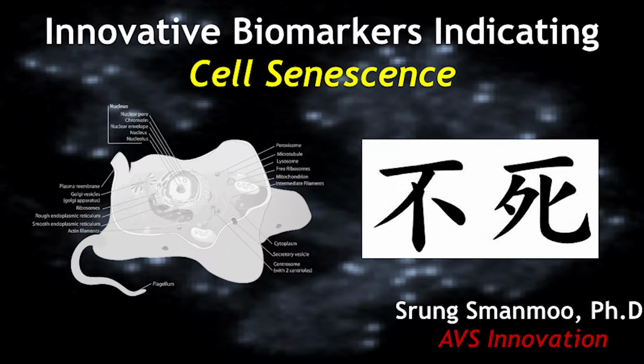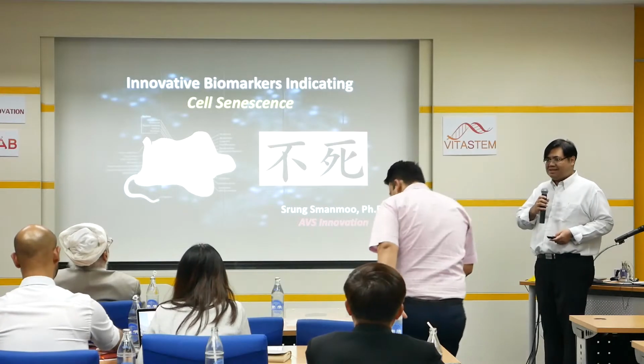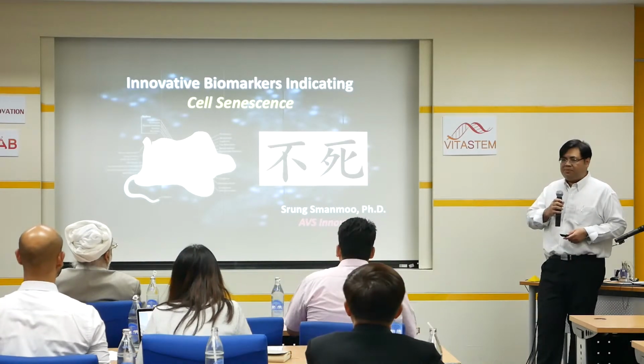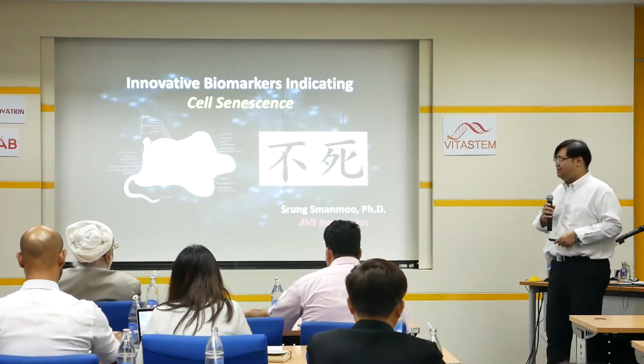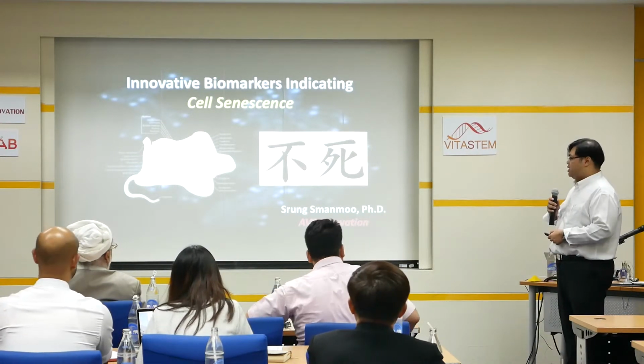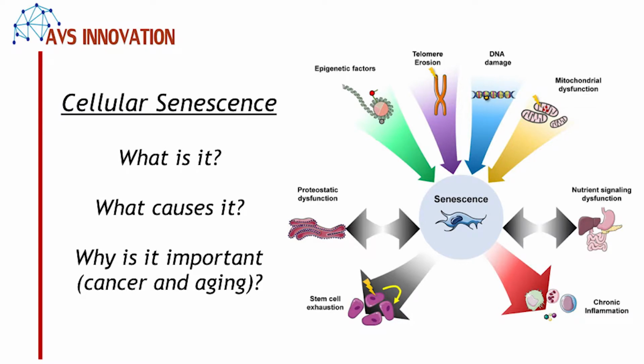So actually I'm the representative of the AVS company, and today I would like to introduce the topic of innovative biomarkers indicating cell senescence. Cell senescence is the way that you're getting old. That's a simple terminology. So we start with the first one. What is cellular senescence? What causes it? And why is it so important to know this biomarker?